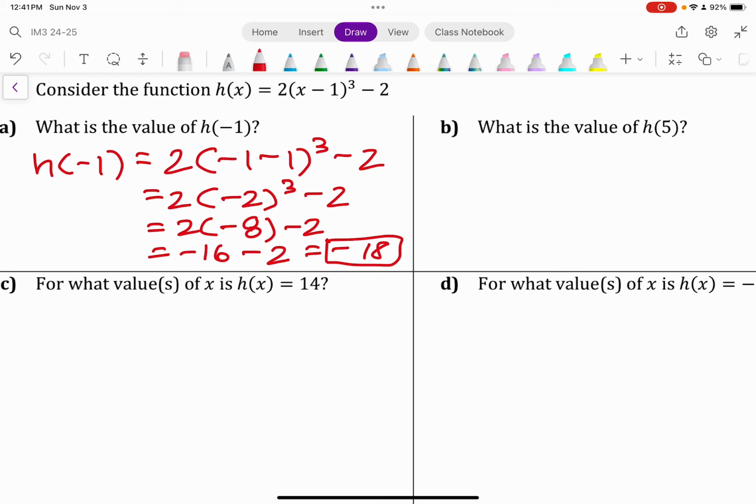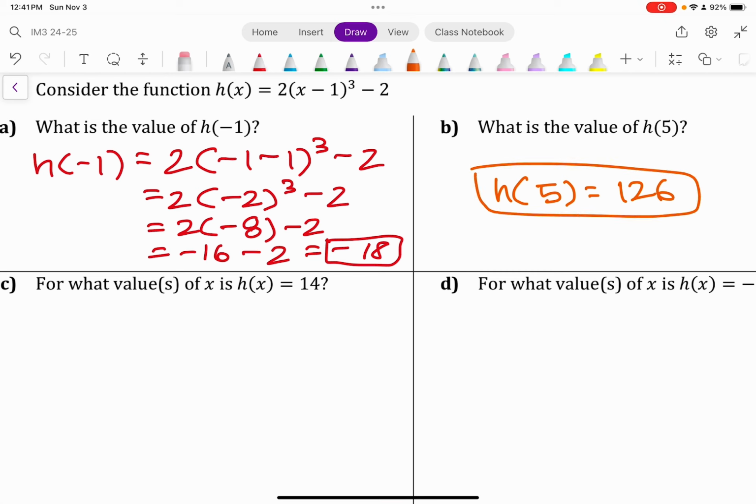Now, you want to try the next one on your own. So you may pause the video here. And hopefully you are done solving that problem now. So let me give you the solution to check your work. H of 5 is equal to 126. Great. So with an input, like the name suggests, you're just plugging it in. It's an input. Plug it in.